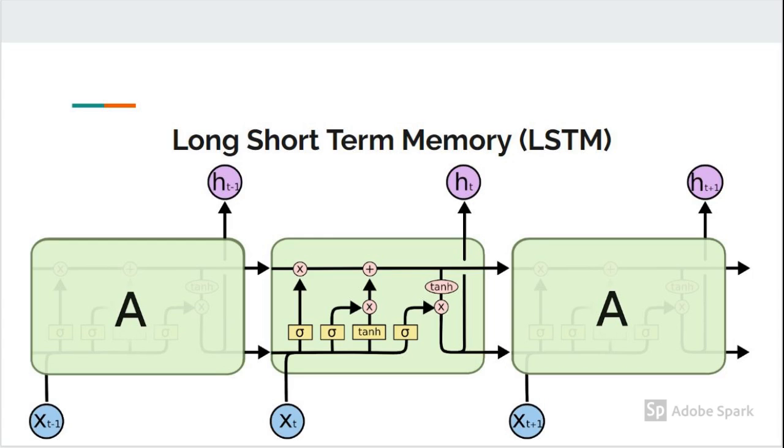The key to LSTMs is the cell state, the horizontal line running through the top of the diagram. The LSTM does have the ability to remove or add information to the cell state, carefully regulated by structures called gates. Gates are a way to optionally let information through. They are composed out of a sigmoid neural net layer and a pointwise multiplication operation. The sigmoid layer outputs numbers between 0 and 1, describing how much of each component should be let through. A value of 0 means let nothing through, while a value of 1 means let everything through. The three gates are the forget gate, the input gate, and the output gate.